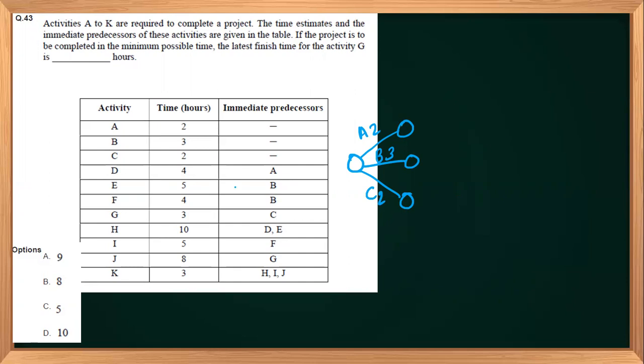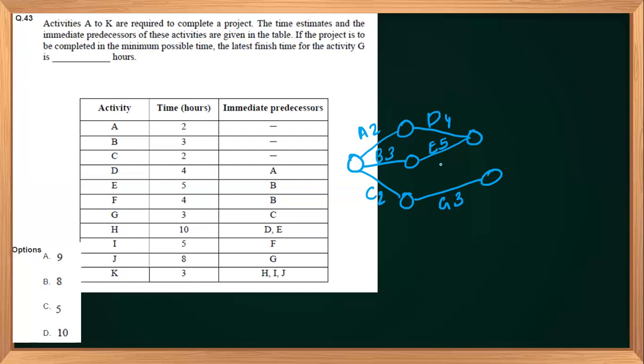What about B? E and F are starting from B, and D is from A, and D and E are merging. D is from A, E is 5, and D and E are merging to form H. Okay, and H, I, and J are merging. What about C? G is forming from C, no problem. And J is from G. This is G, 3.